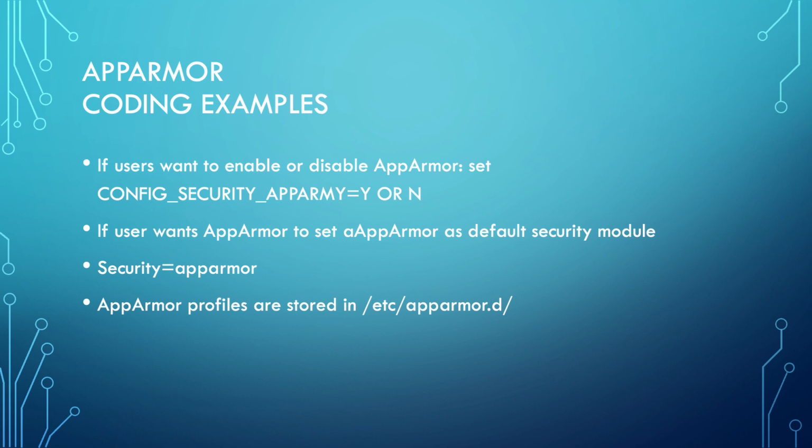Now, coding examples for AppArmor. Say a user wants to enable or disable AppArmor, you can run this code, CONFIG_SECURITY_APPARMOR equals yes or no. Now, if the user wants to set AppArmor as the default security module, you can go ahead and do security equals apparmor. The profiles are stored in /etc/apparmor.d/.